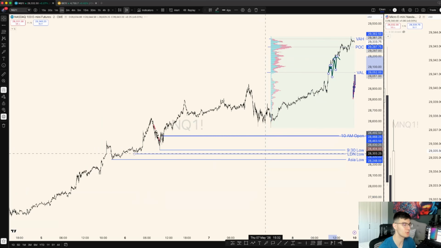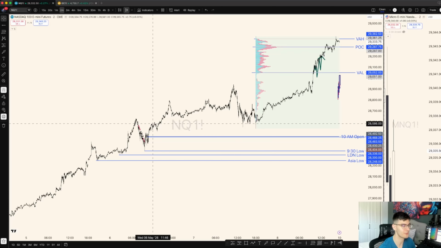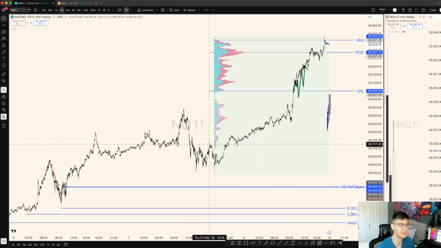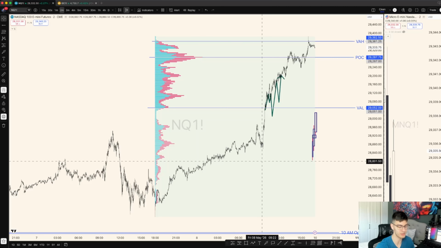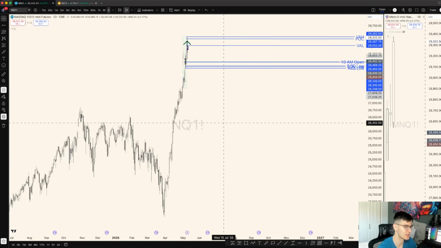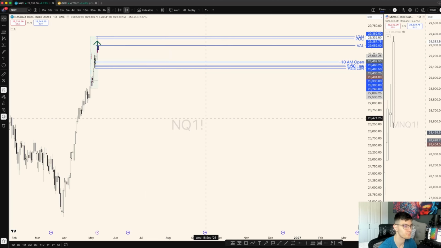I know some people use the value area from the previous day. There's nothing wrong with doing that. They even use the previous week's value area low and high. But me personally, I'm really not trying to give myself analysis paralysis. So I've just been marking it from the start of the current session, or the start of the current day, I should say. It's essentially the start of the new daily candle. That's when you start forming a new daily candle.